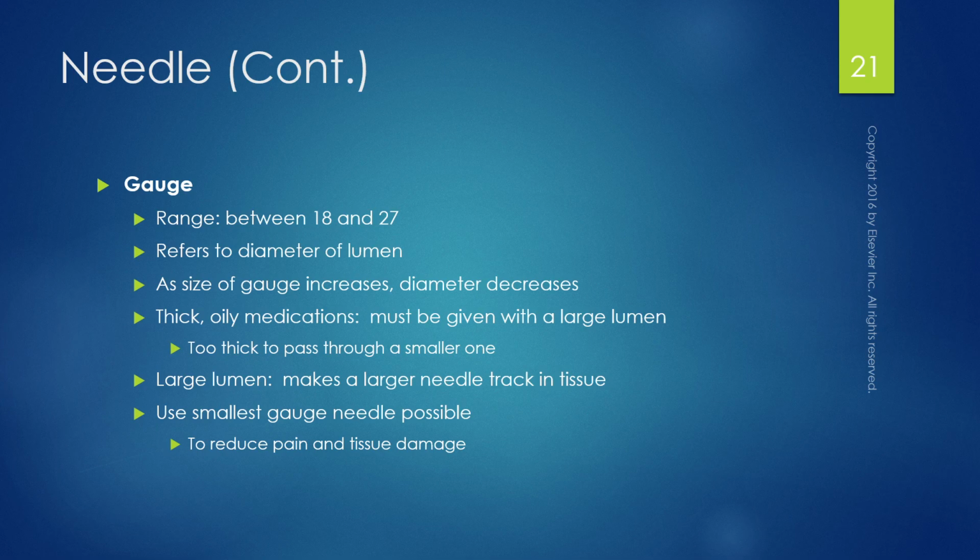Medications that are thick and oily should be given with a large lumen. So this is something you'll have to select. Do you want the medication given through a large lumen or a small lumen? Know that small gauge sizes reduce pain and tissue damage. Large gauge sizes increase pain and tissue damage. So you have to weigh these things. If you have a thick, oily medicine, a large lumen might be the only way to get it done, but it might be a little bit more uncomfortable for your patient. You have to make an educated decision here.